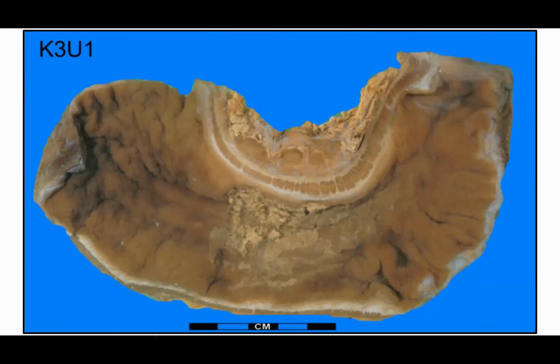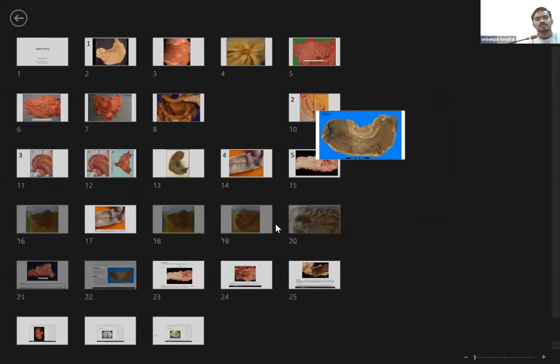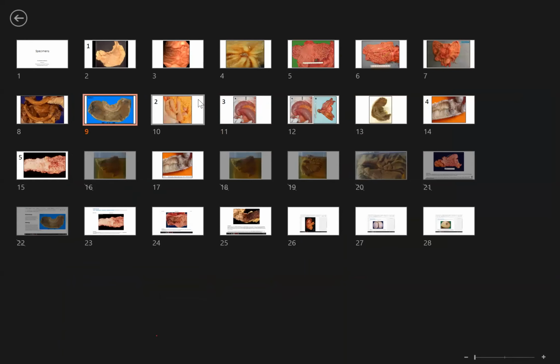Now, if this is your patient, what surgery would you advocate? Total gastrectomy. You will have to do a total gastrectomy with an esophagojejunostomy. Yes. Okay. Sir, shall we move to the next specimen?